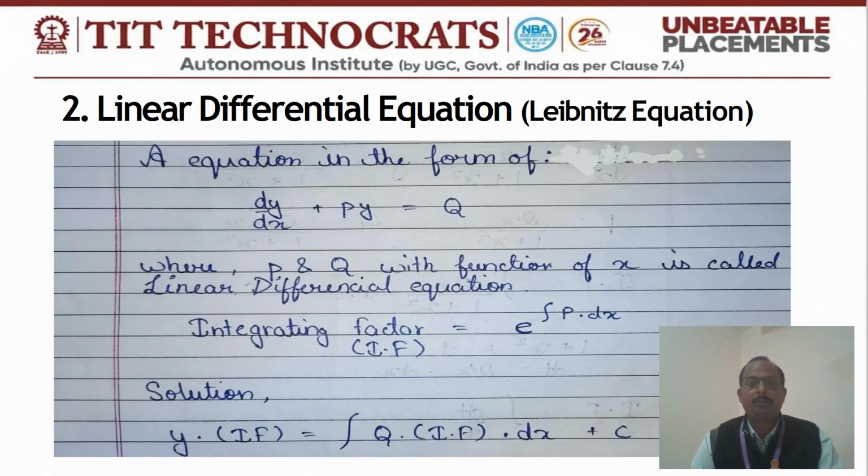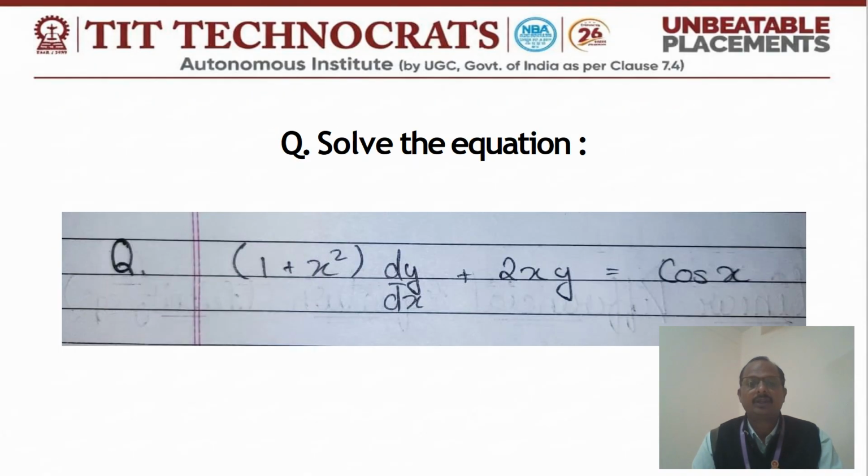So there is another form of linear differential equation known as the Leibniz equation. An equation in the form dy by dx plus py equal to q, where p and q are functions of x or constants. In this case, we first have to find the integrating factor, written as I.F. The formula is e to the power integration p dx, and the solution in this case is y times I.F. equal to integration q times I.F. dx plus c.